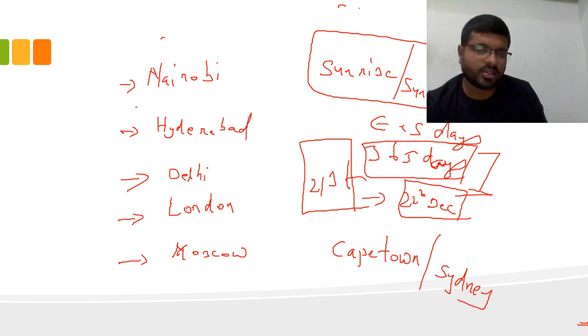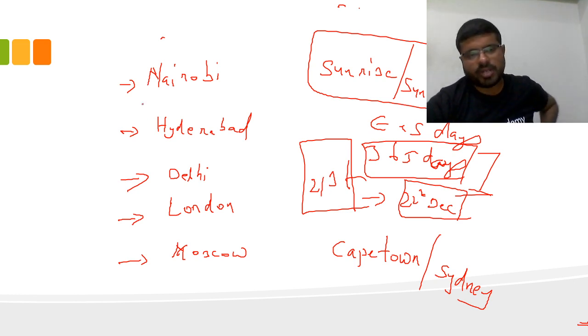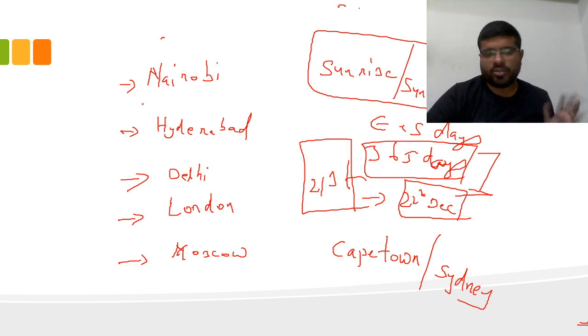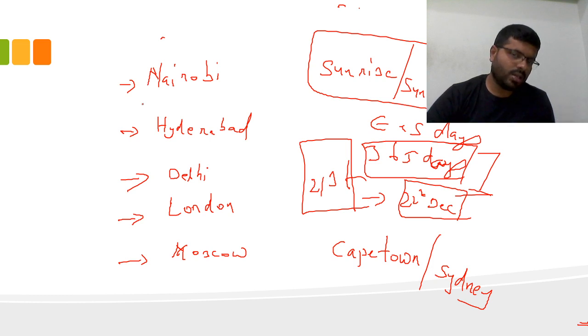Similarly, as the latitude increases, that means from Nairobi to Delhi, Delhi to London to Moscow, Moscow is around 60, London around 45, Delhi around 27, if I am not wrong. What we are trying to identify is that as the latitude keeps on increasing, the length of the day keeps on increasing. So I told you 12 hours of day in Nairobi because it is on the equator. Then Hyderabad adds around 1.5 hours.